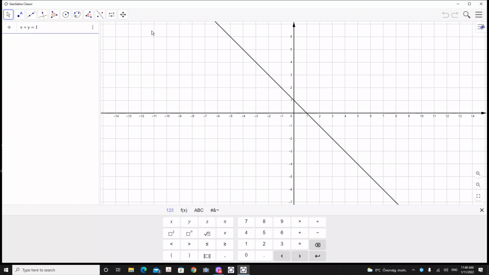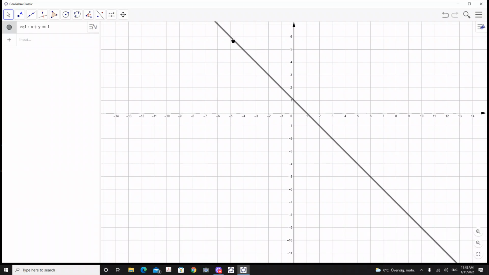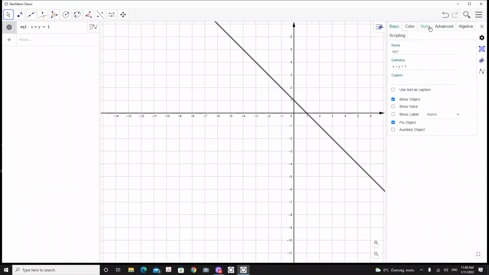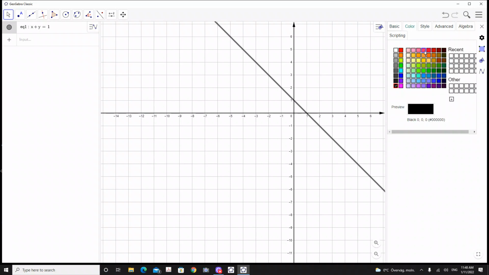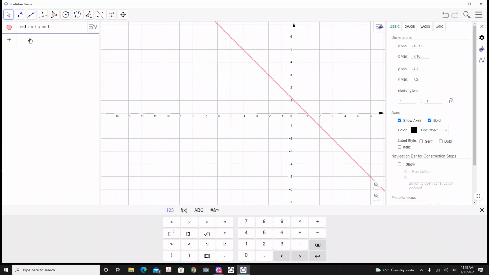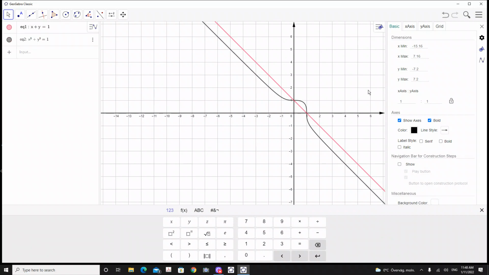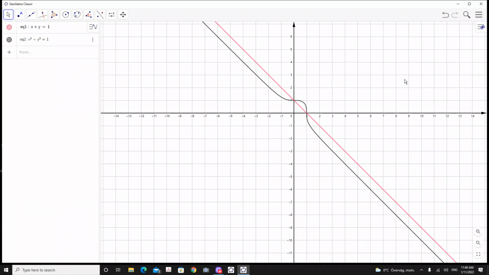Let me change the color of this one. I don't know why GeoGebra doesn't change the color automatically, but let me go to settings and change the color to red, for example. Okay, and then let us go back here. x to the power of 3 plus y to the power of 3 equals 1. So that is a fancy graph here, yes? And now, if this is reasonably precise, can I claim I solved the system by guessing?